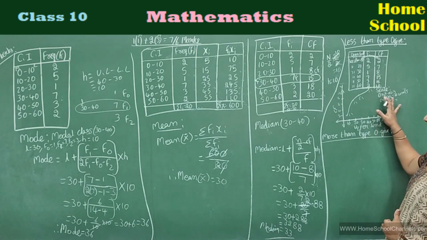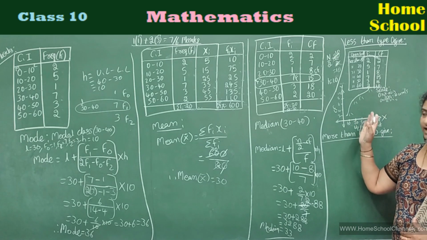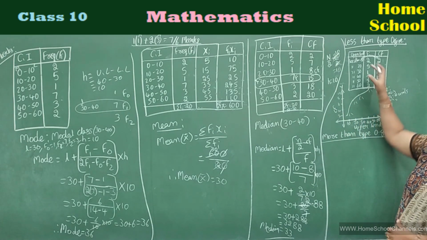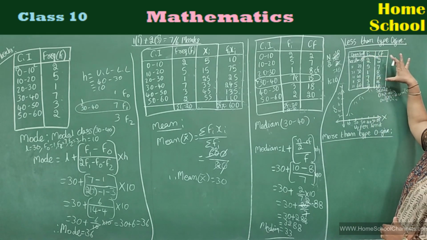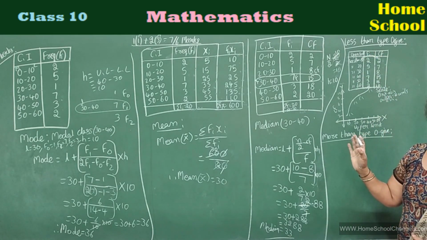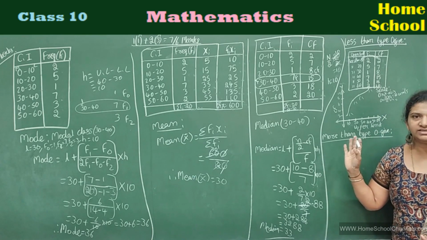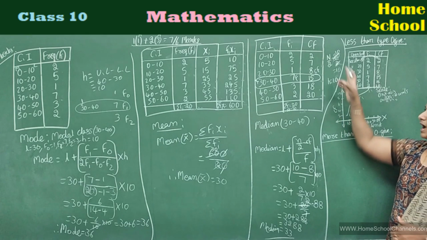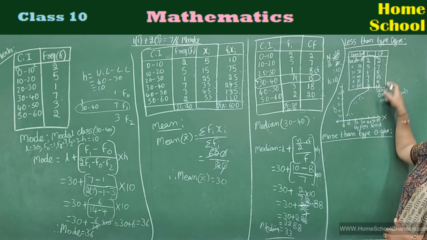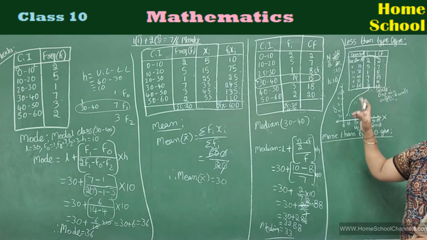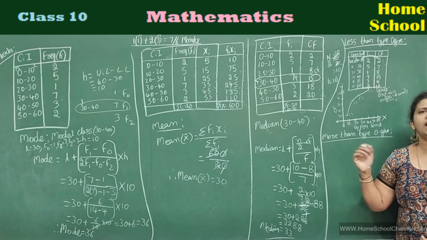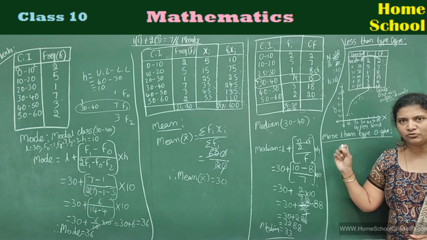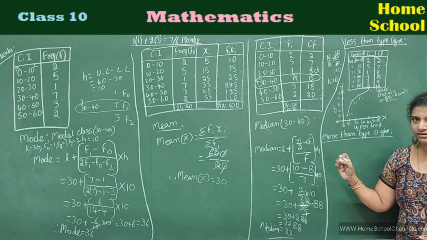Right? Write the scale properly. X-axis, y-axis consider carefully. Take the coordinates in such a way, upper limit and cumulative frequency. This less than type ogive is completed. Drawing less than type is very simple. Upper limit, cumulative frequency, you draw the graph. And suppose if they ask you, find the median. Draw less than type ogive and calculate median.